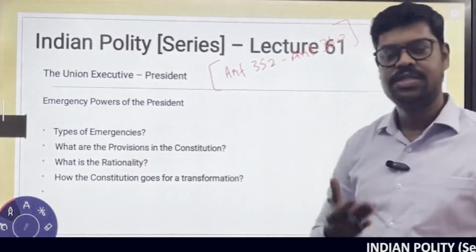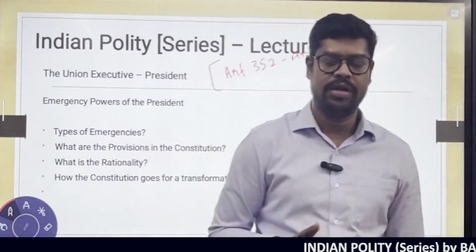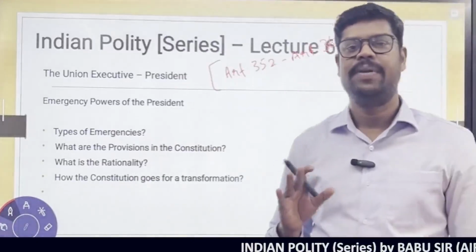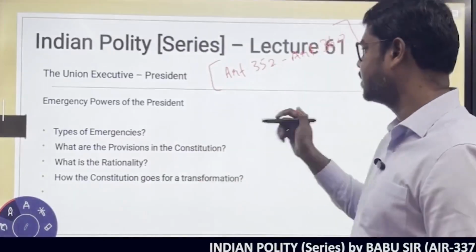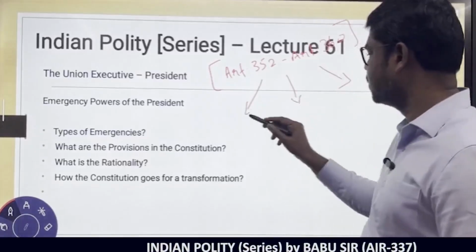Although the President exercises his powers based on the aid and advice of the Council of Ministers, so that has to be quite clear, the President does not exercise his power on his own, but based on the aid and advice. But who exercises the power? It is only the President. And what are the powers that are exercised by the President?